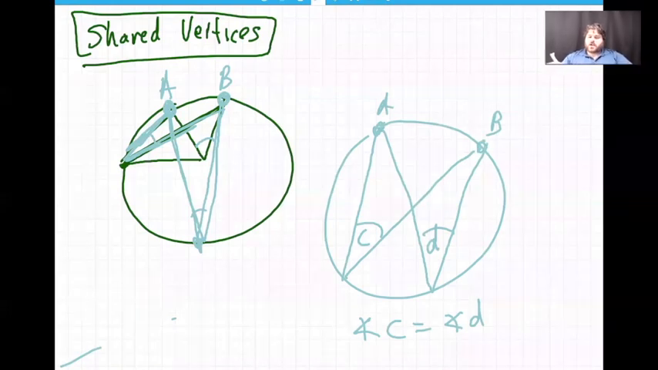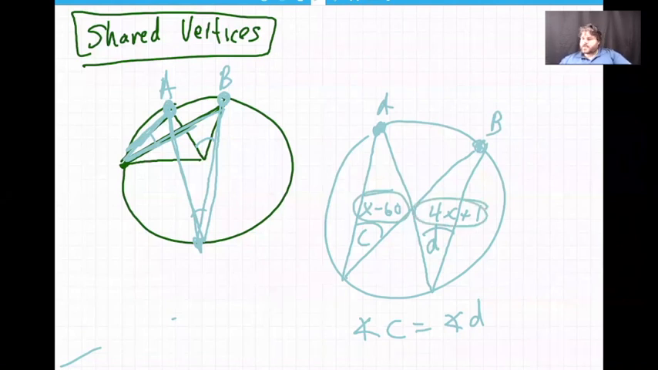So what they're gonna do is they're gonna say things like, all right, maybe this is x minus 60 and this is 4x plus 1. Find x. Well, if you know that they have the shared vertices here, then you can say that these two are equal to each other, okay? That's definitely something they could ask you. They'll utilize that information in different ways on test questions.